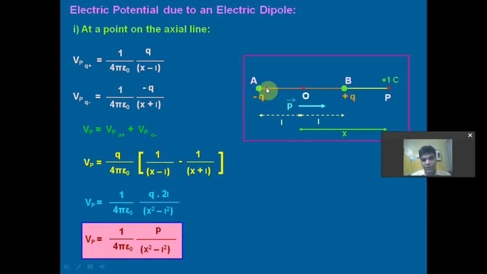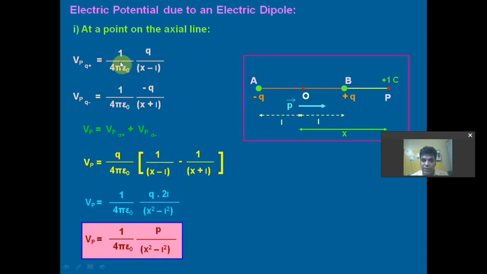And you know what is the electrical dipole? This is a set of two equal and opposite charges separated by some constant distance. So we have taken here minus q charge at point A and plus q charge at point B, and the distance between these two points we have taken as L, and we have to calculate potential at point P. Now first of all we have to calculate potential due to this plus q charge.